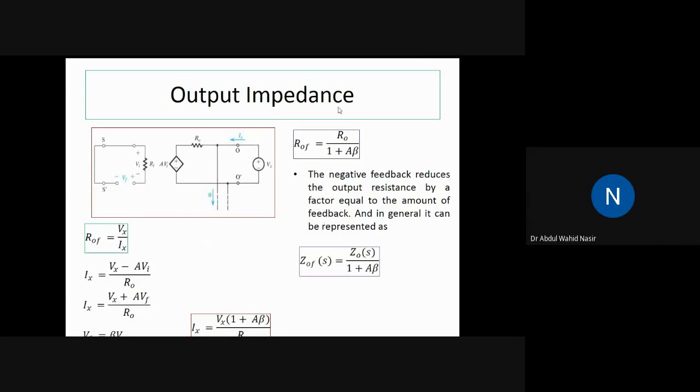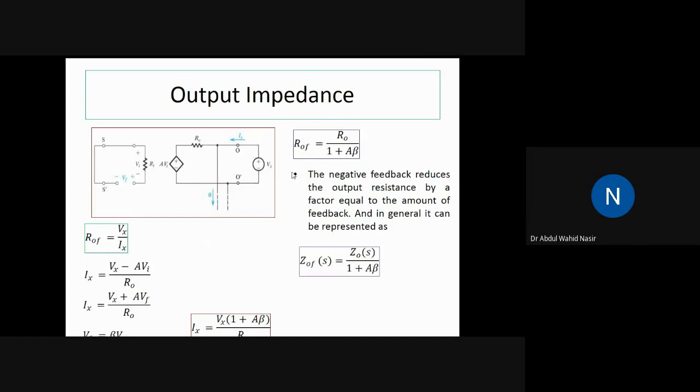Now if you find ROF from R naught, how can we do so? Then ROF will be equal to R naught divided by 1 plus A beta. So, okay, now ROF is equal to R naught divided by 1 plus A beta.